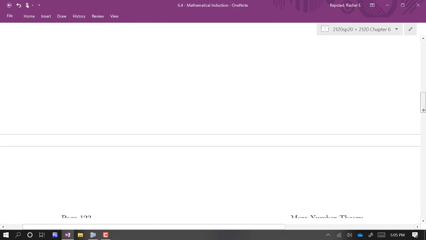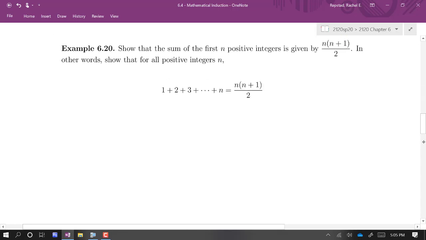So we're going to do a couple of examples. We're going to show that the sum of the first n positive integers is given by the expression n times n plus 1 over 2. One way to write that in terms of an equation is that if I add up 1 plus 2 plus 3 plus all the way up to n, it's equal to this fraction. So the value of n tells us where the sum on the left hand stops.